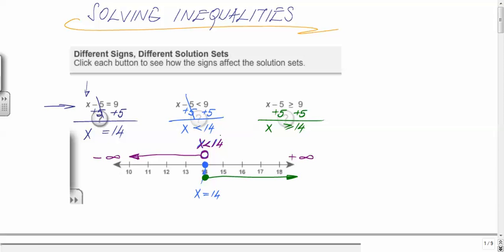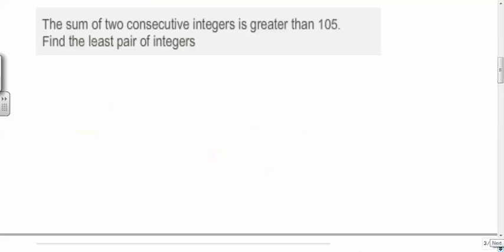Okay, I hope it makes sense. Let's do another one. The sum of two consecutive integers is greater than 105. Find the least pair of integers.